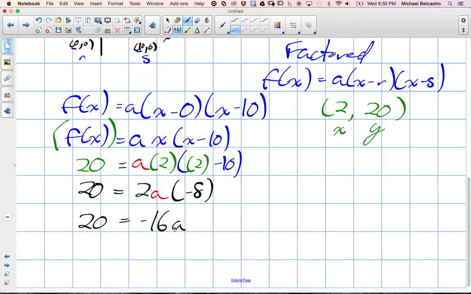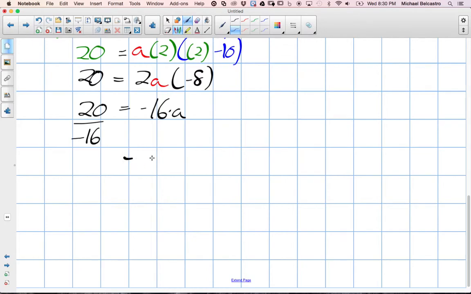The goal is to get a by itself, so how do we bring 16 over? Make it positive. Well, it's actually multiplication here. Oh, okay. So what would the opposite of multiplication be there? Divide. Yeah. So we divide by negative 16. Very good. So you get a is equal to 20 over negative 16, which is negative 5 over 4, or negative 1.25. So that's our a value.